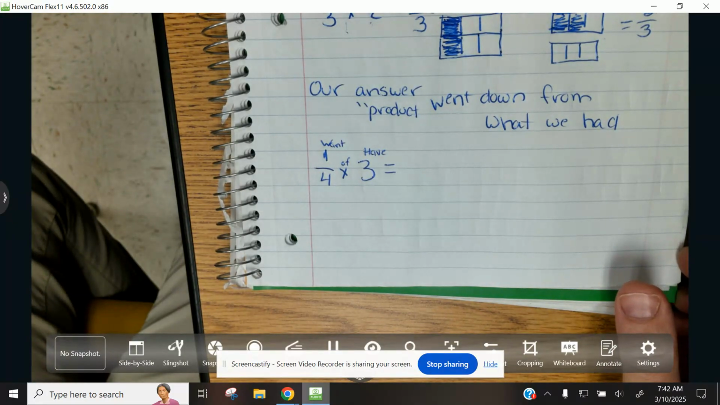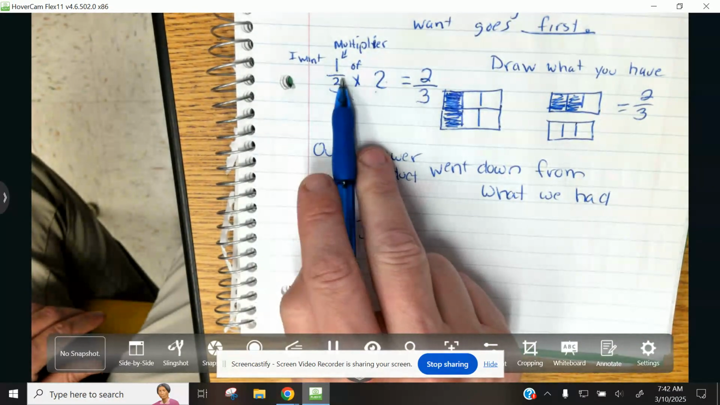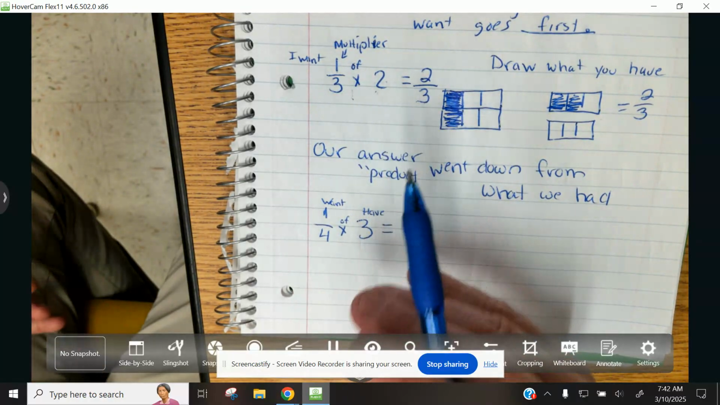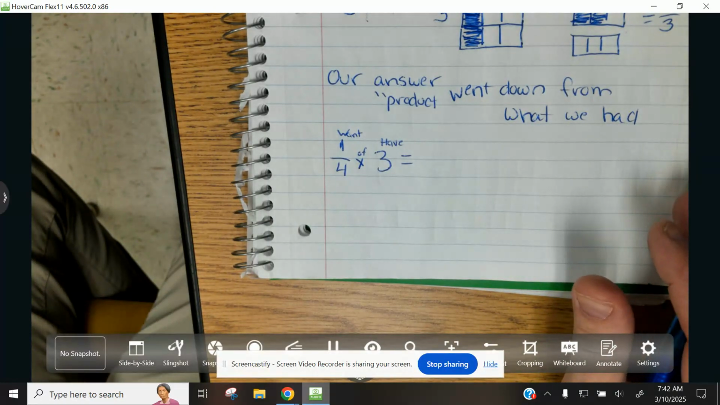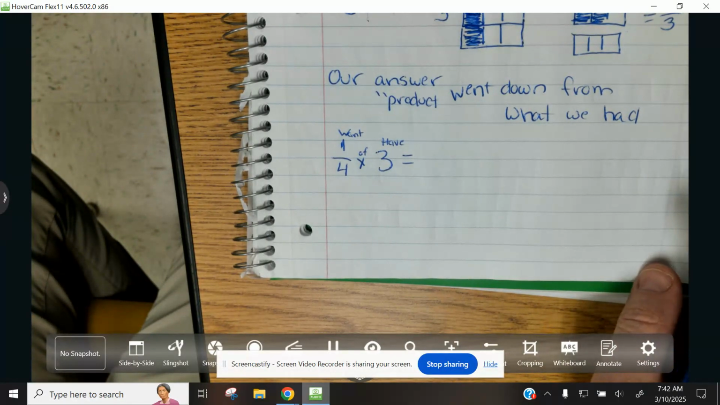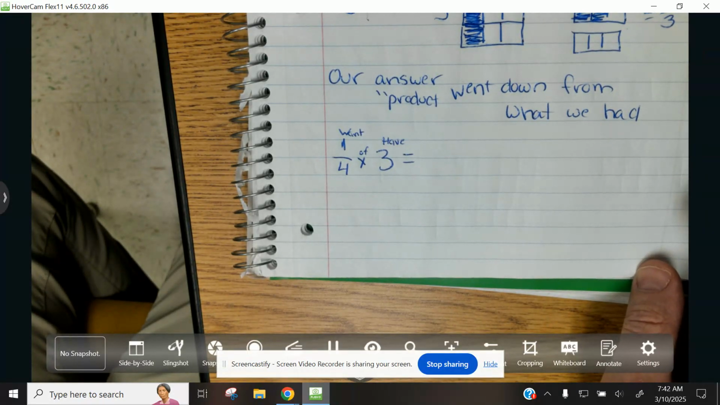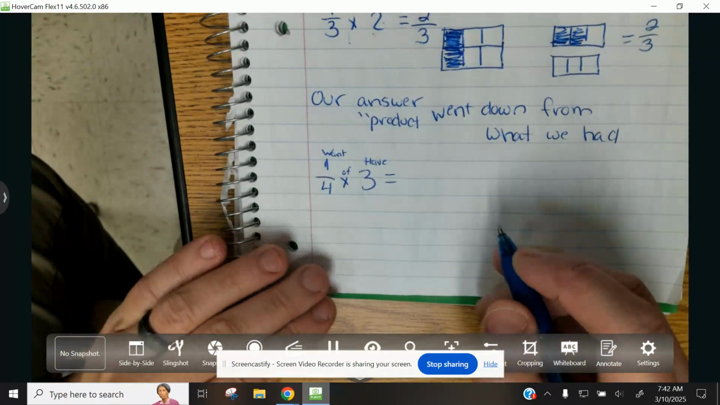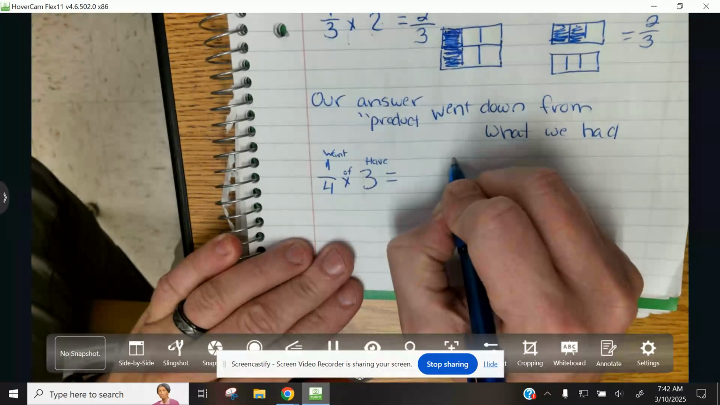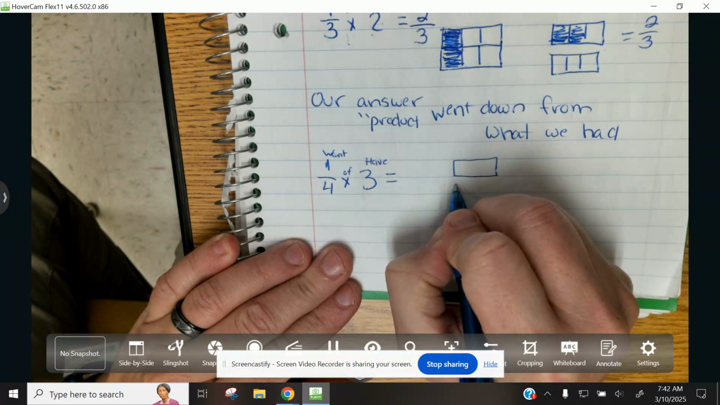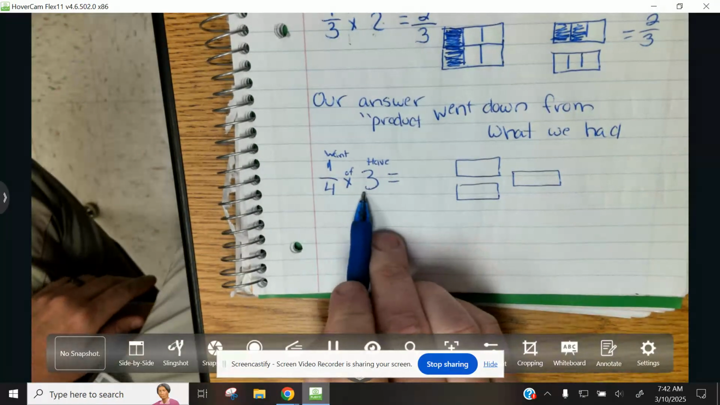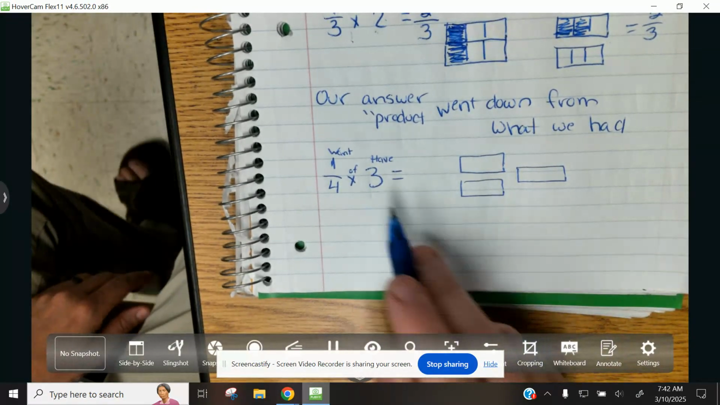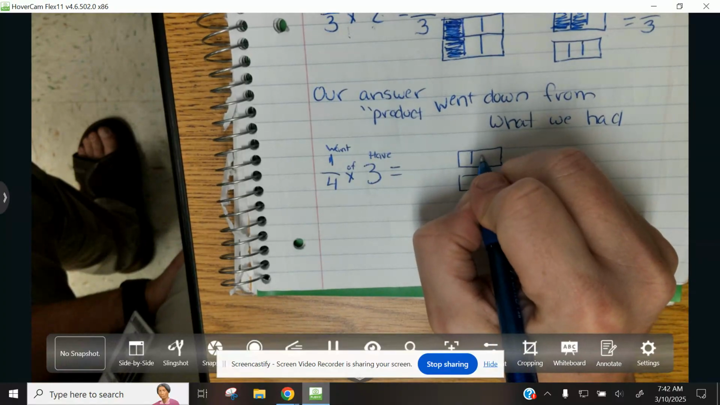Is it easy? Yes. Is it the same thing as before where we could put a 1 under this and multiply across? Yes, but I want you to understand what's happening, so that when you get to word problems and deeper thought problems, you can pick out what's going on. So what do I have here? I have 3. So I'm going to draw 3 wholes. There's 1, 2, 3. So I have 3 candy bars. I want 1/4 of them. So I'm going to cut them all into fourths.